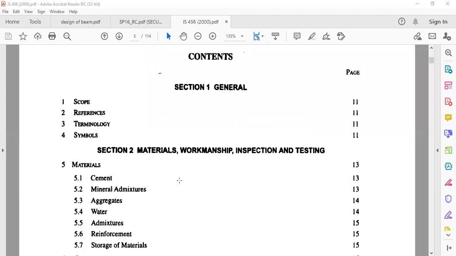So what does this consist of? What are the contents in this code? You can see there is Section 1, general. Then Section 2, that is materials, workmanship, inspection and testing. The references and specific codes related to this part are there. Then there are cement, mineral admixture, aggregate, water, admixture, reinforcement, storage of materials, likewise.